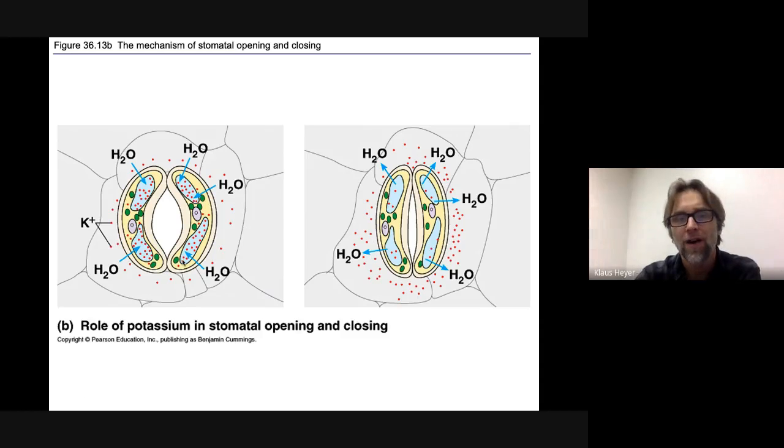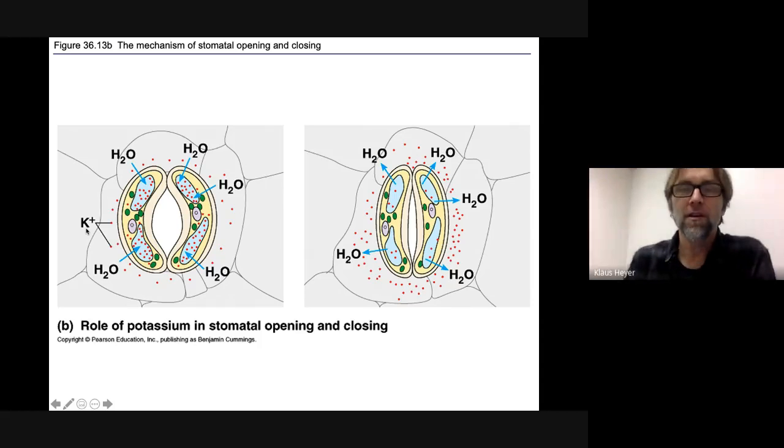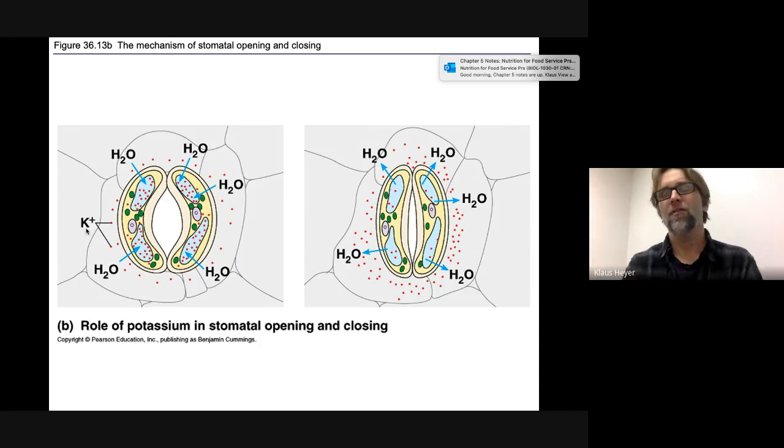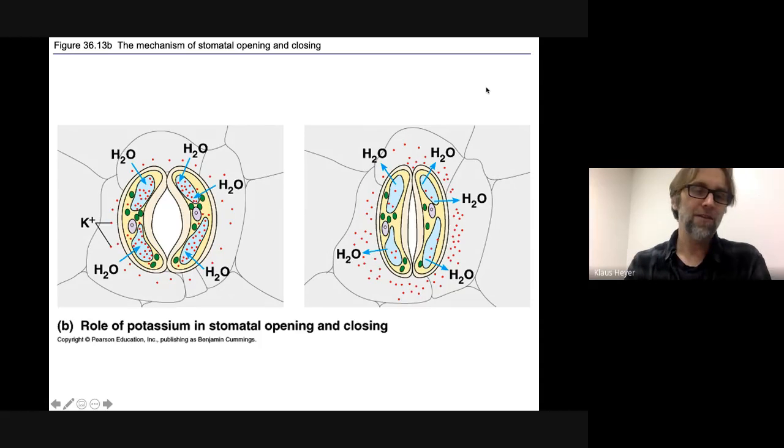So these little red dots represent potassium. K plus is the sign for potassium. So don't forget that if you're going into medical something. There's ions that you need to know, electrolytes that you need to know. Potassium's one of them. So potassium is K plus, K for potassium.